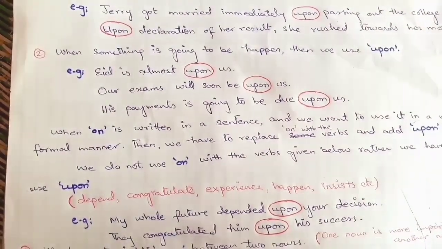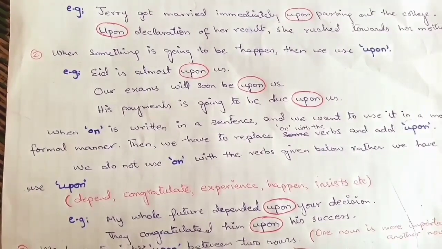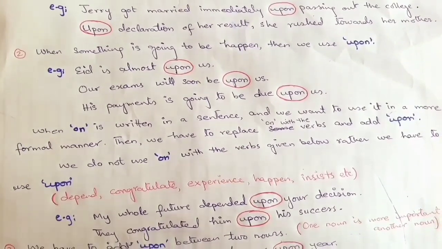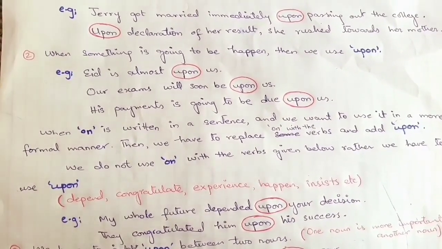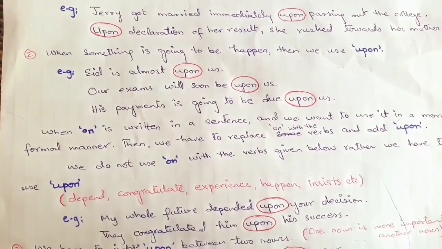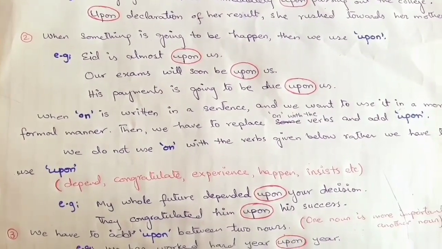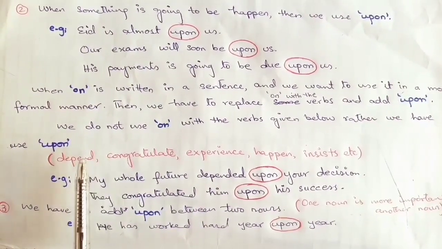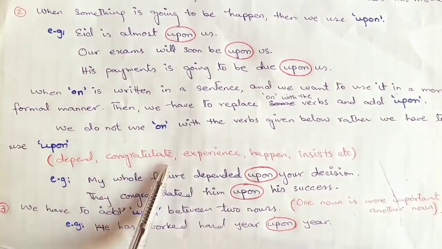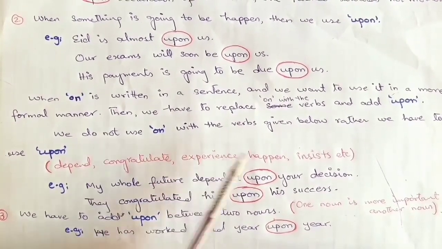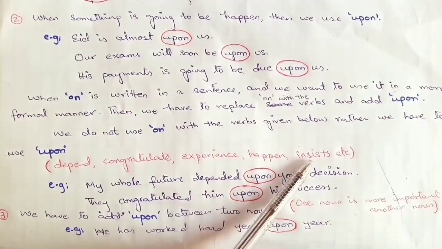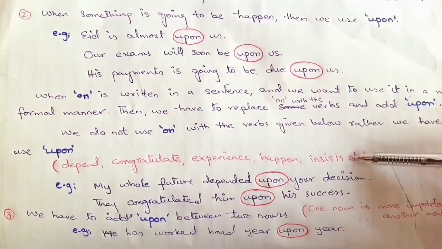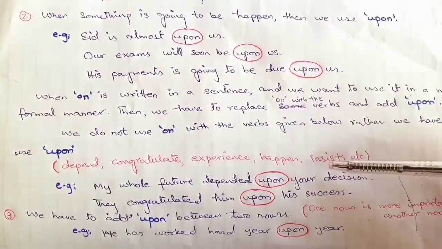And remember, when "on" is written in a sentence and we want to use it in a more formal manner, then we have to replace "on" with "upon" with certain verbs. We do not use "on" with the verbs given below; rather, we have to use "upon" instead. We have to replace "on" with these verbs: depend, congratulate, experience, happen, insist. We should not use "on" with these verbs. Rather, we have to use "upon" with these verbs.